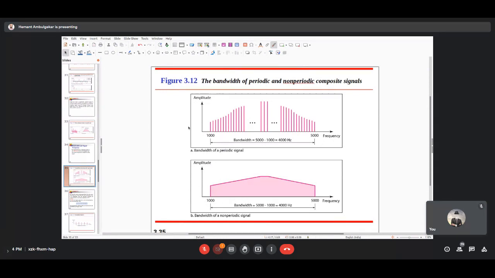So look here in the figure. In figure A, we are showing the bandwidth of a periodic signal, and in figure B we have the bandwidth of a non-periodic signal. Getting?